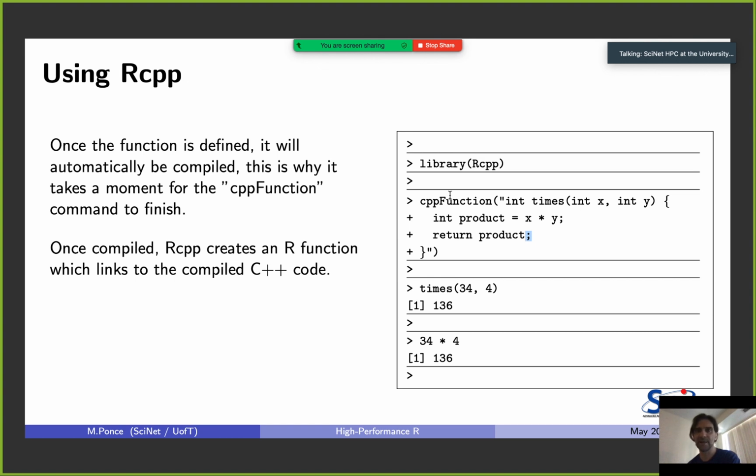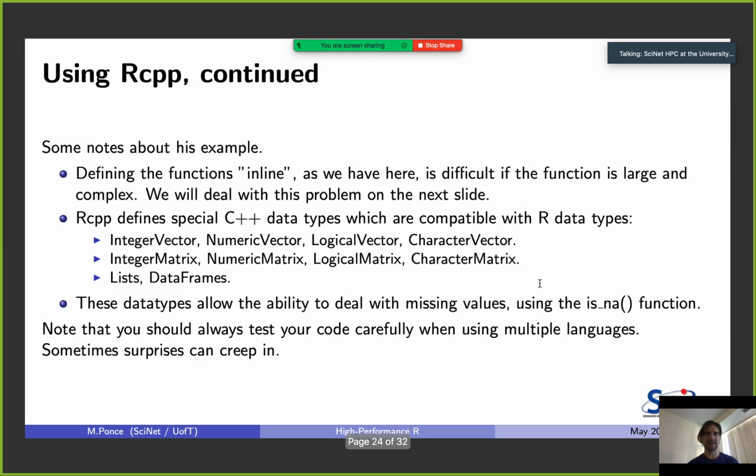Now, if I do this, basically I'm defining a function called times in R, which I can use for 34 and 4 and get the result of 34 times 4. Okay, so that's the first approach. I can now define functions using C++, and these functions should be faster than their counterparts in R. Okay, first idea.